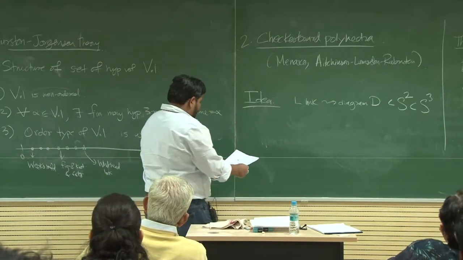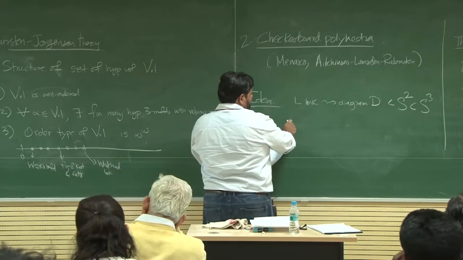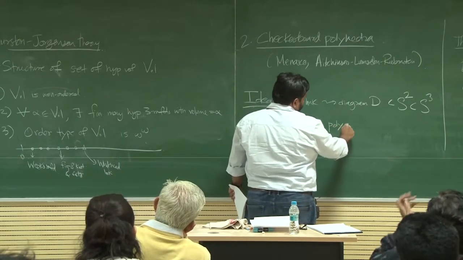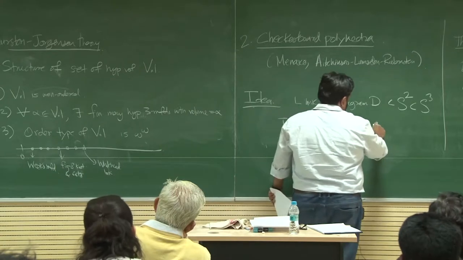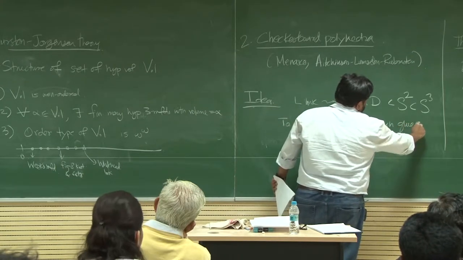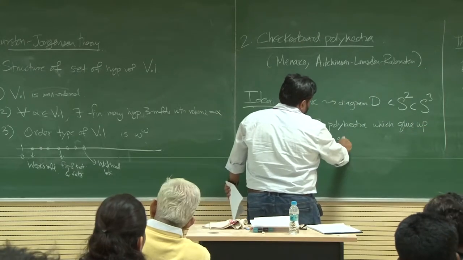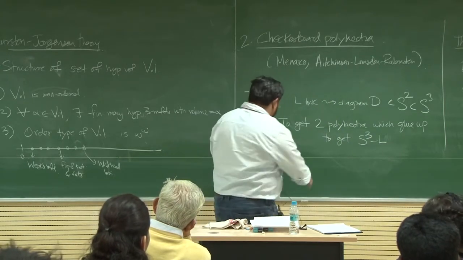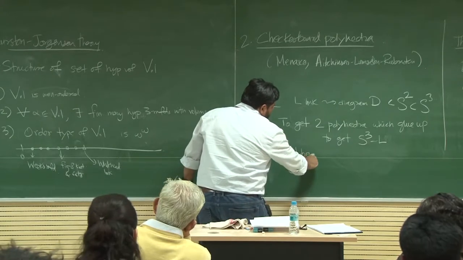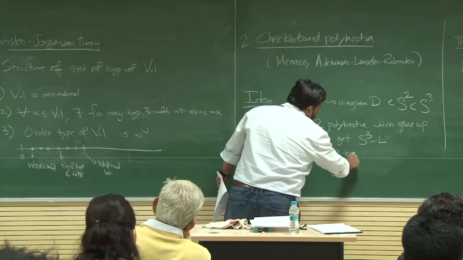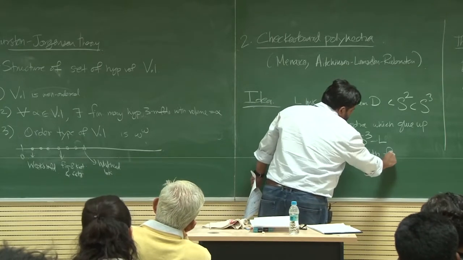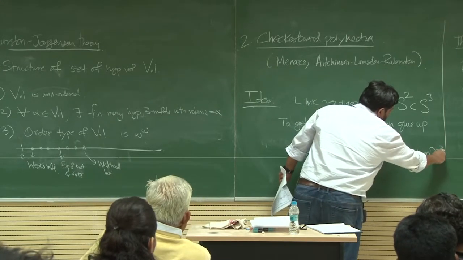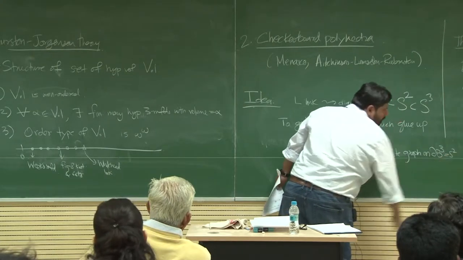So what we want to do is get a polyhedral decomposition, so you get two polyhedra which glue up to get S3 minus L. Okay, that is the goal. And what's a polyhedron? A polyhedron is a three ball with a finite graph on its boundary. Okay, that's basically what I mean by polyhedra.